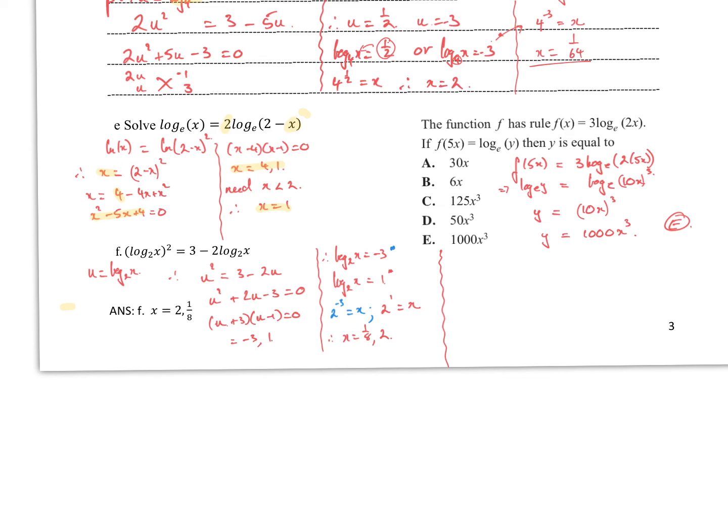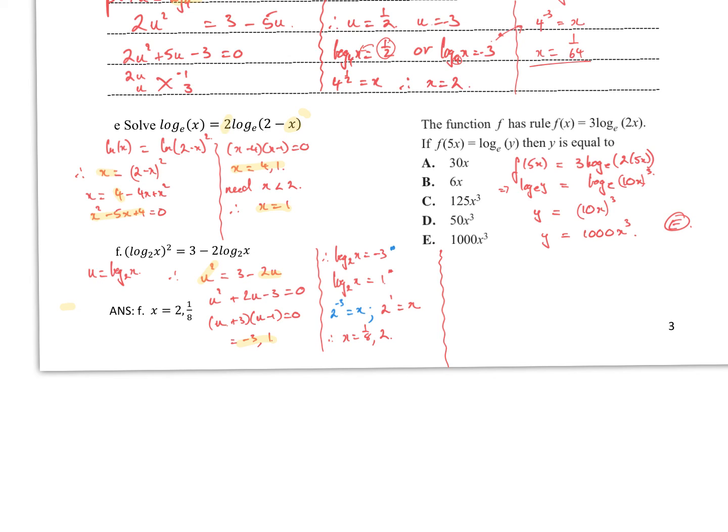F is similar to the one we did in D, where I've got log base 2 of x all squared. So if I put u equal to log base 2 of x, I end up with u squared minus 3 minus 2u. So u squared plus 2u minus 3 equal to 0. Factorise, I get u plus 3, u minus 1. So u is equal to negative 3 and 1. So again, log base 2 of x is equal to negative 3, log base 2 of x is equal to 1.